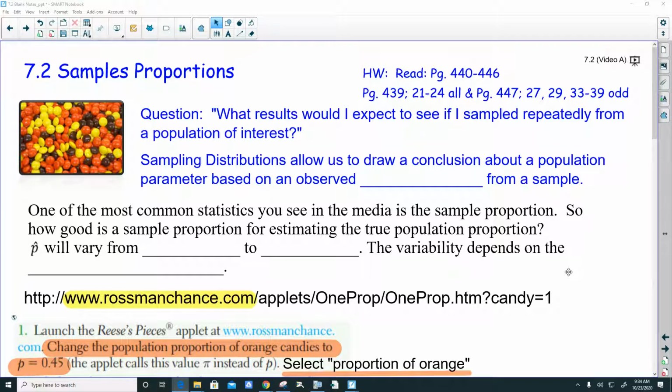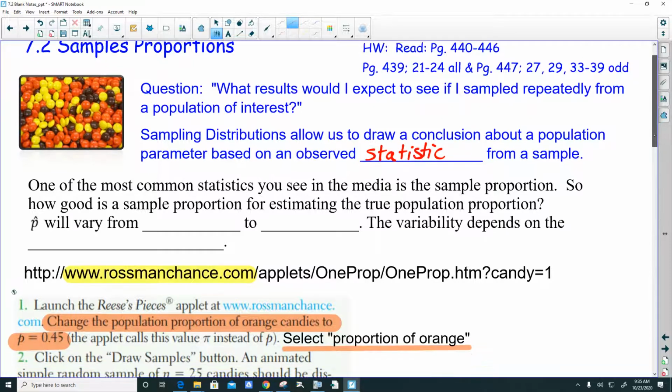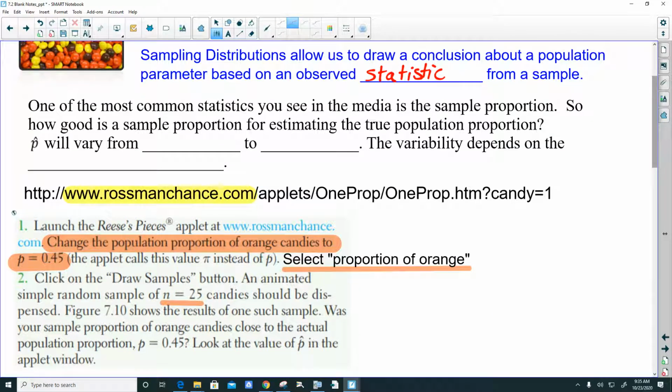Sampling distributions allow us to draw a conclusion about a population parameter based on an observed statistic from a sample. Remember, sampling distributions are this notion of continuing to draw into a population and draw out samples of the same size, and you're calculating some type of statistic, either a sample mean, X bar, or a sample proportion, P hat.